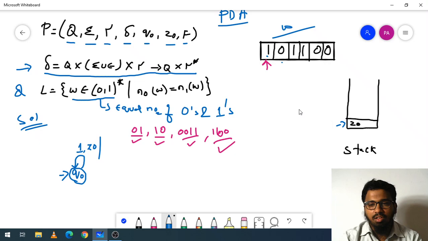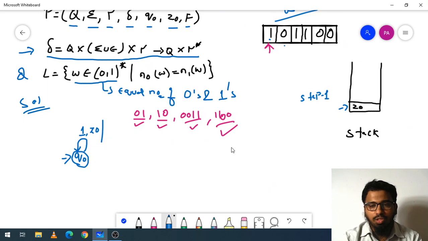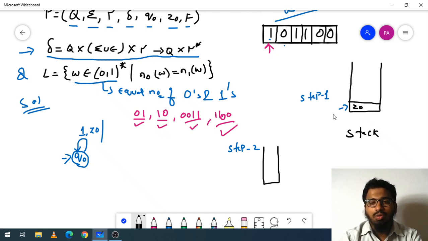This is step 1. Now I am going to step 2. What is step 2? In step 2, first we need to remove this Z0. After 1 comma Z0, we need to remove it and add Z0 again, and whatever symbol is available in the string, you need to add that 1. This is step 2.